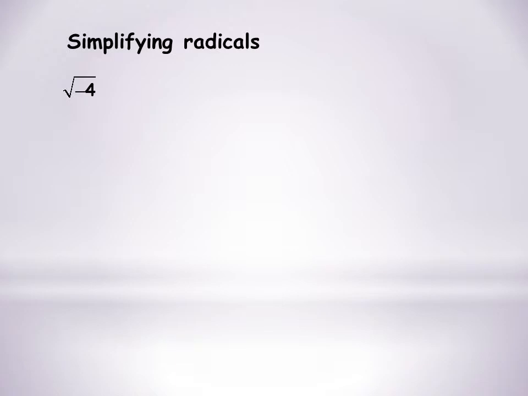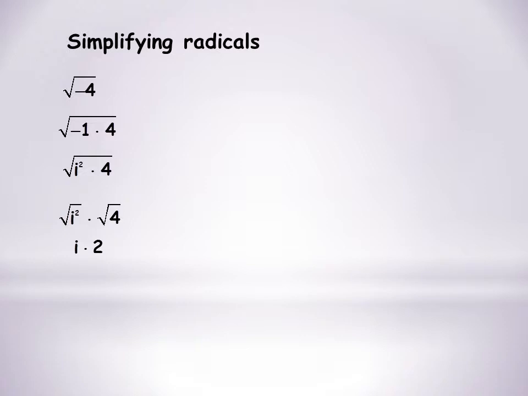So let's talk about how we simplify radicals with negative signs underneath the radical. This would be the square root of -4. I can rewrite that as the square root of -1 times 4. If I squared this, I could say i squared times 4. And now I can break it out, and I can say this is 2i.